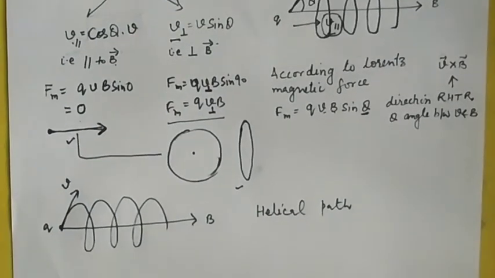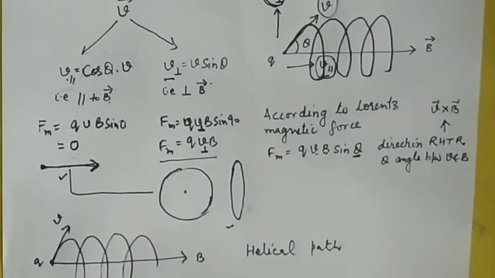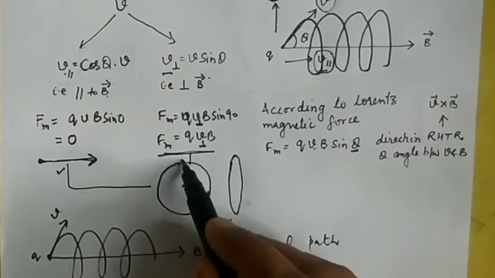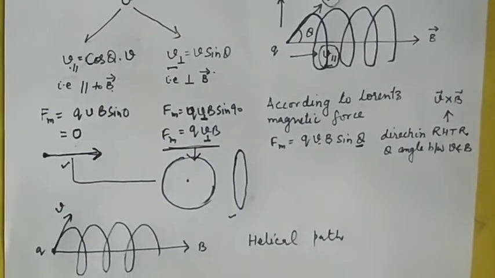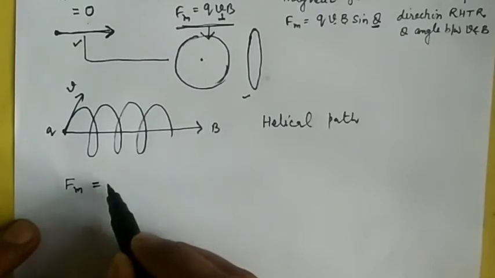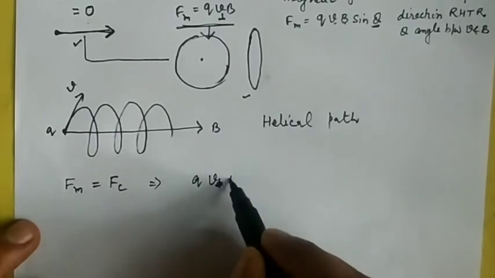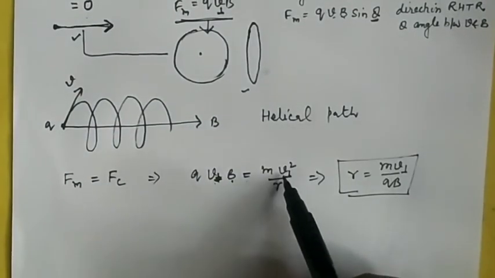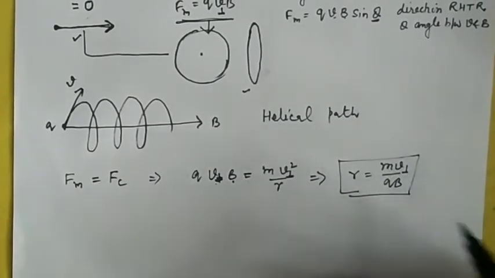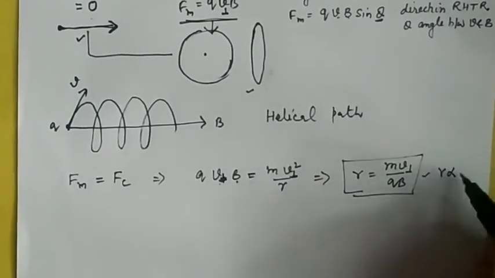For this case also we can find out the time period and the radius of revolution, as we have done in the previous topic. This Lorentz magnetic force makes the charged particle move in a circle. So here the Lorentz magnetic force is providing the centripetal force. That is, Q v perpendicular B is equal to m v perpendicular squared divided by r. After solving it, we get radius equal to m v perpendicular divided by qB. So this is your radius of revolution. Further, the radius of revolution is directly proportional to the velocity.